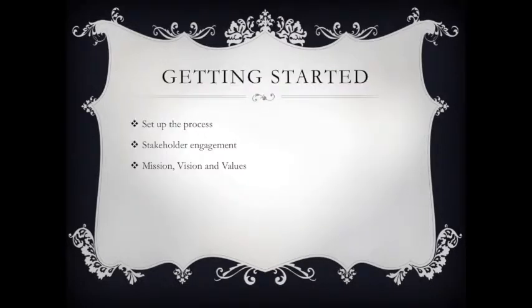In the beginning, we will start by examining the foundations for the strategic planning process. We will look at the setup for the process and make a plan. We will discuss stakeholder engagement and evaluate the organization's mission, vision, and values.